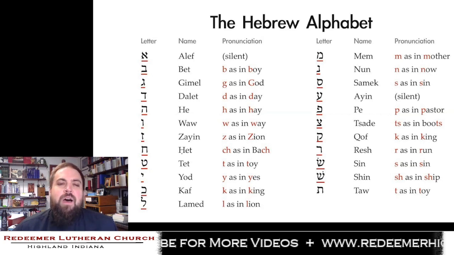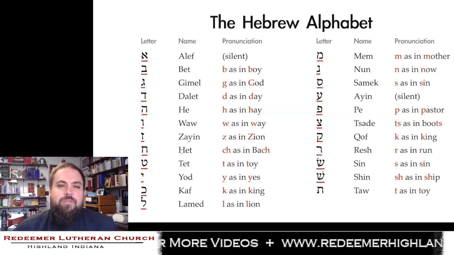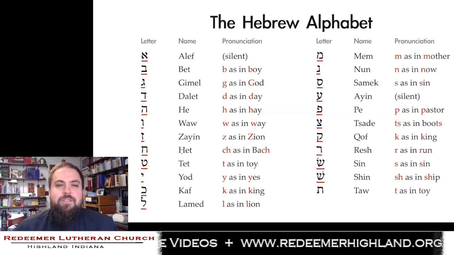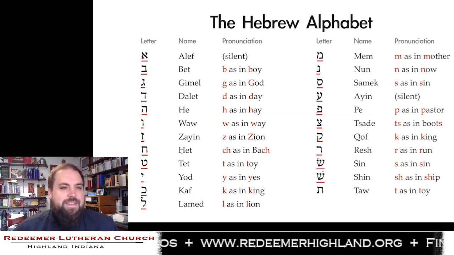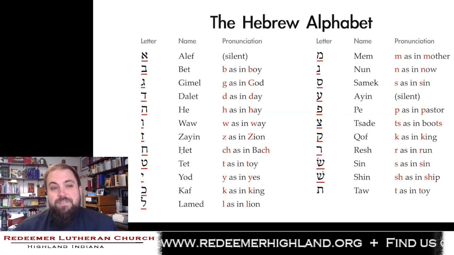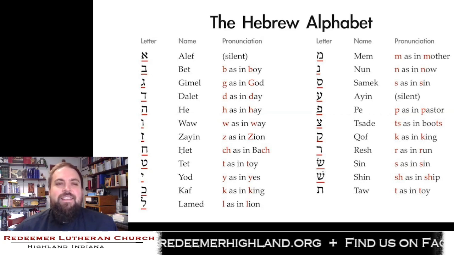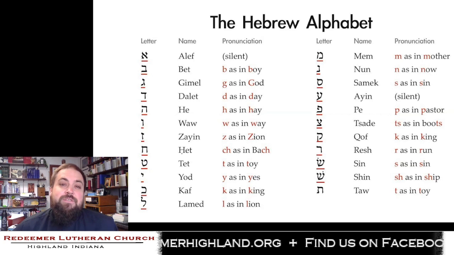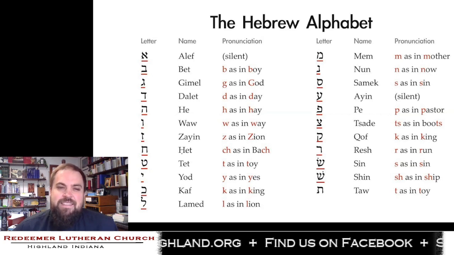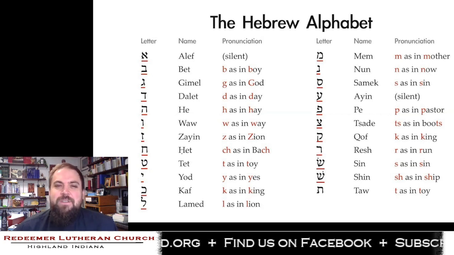If you look down at the bottom of that column, you'll also see the two W-looking letters that also make S sounds. One of the joys of Hebrew is that there are three different S letters. And then there's also Tsade, which has a TS sound to it. So always kind of fun.